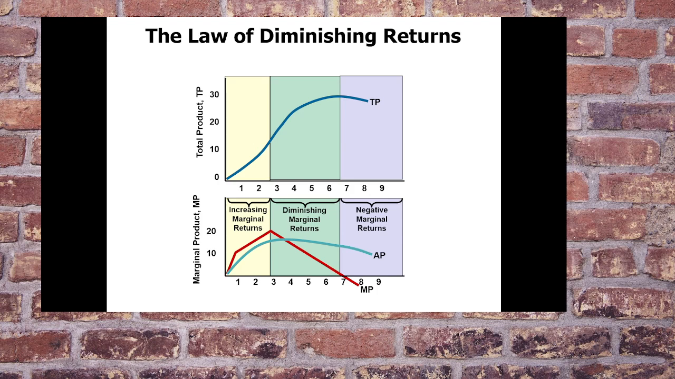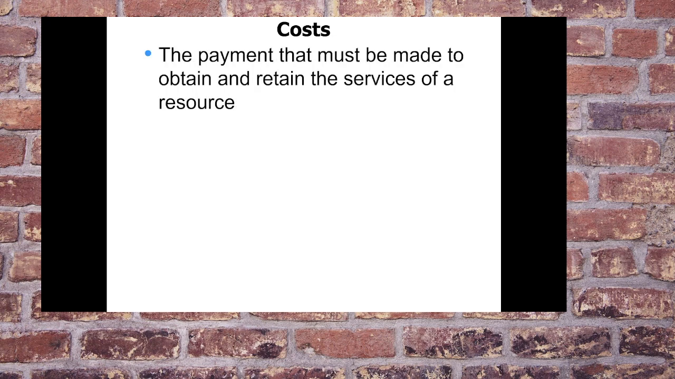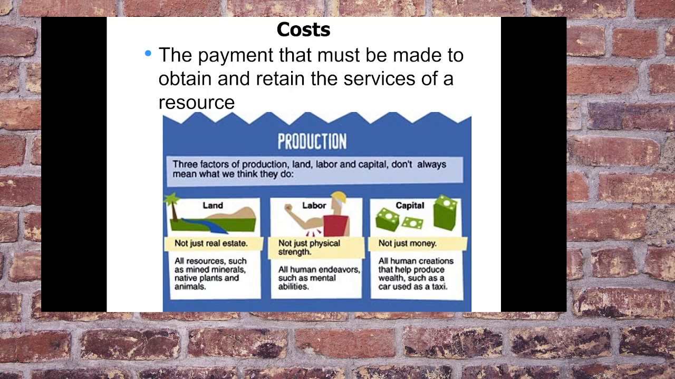We'll see. All right, so the next thing we're going to talk about is cost. The payment that must be made to obtain and retain the services of a resource. That's what we mean by the cost. It's the payment that must be made to obtain and retain the services of a resource. What do you mean by a resource? I'll tell you what I mean by a resource.